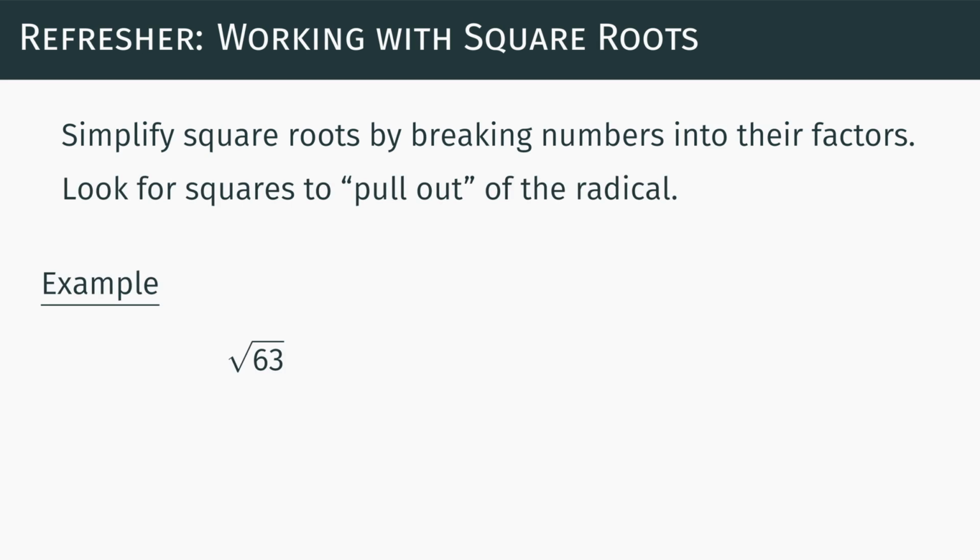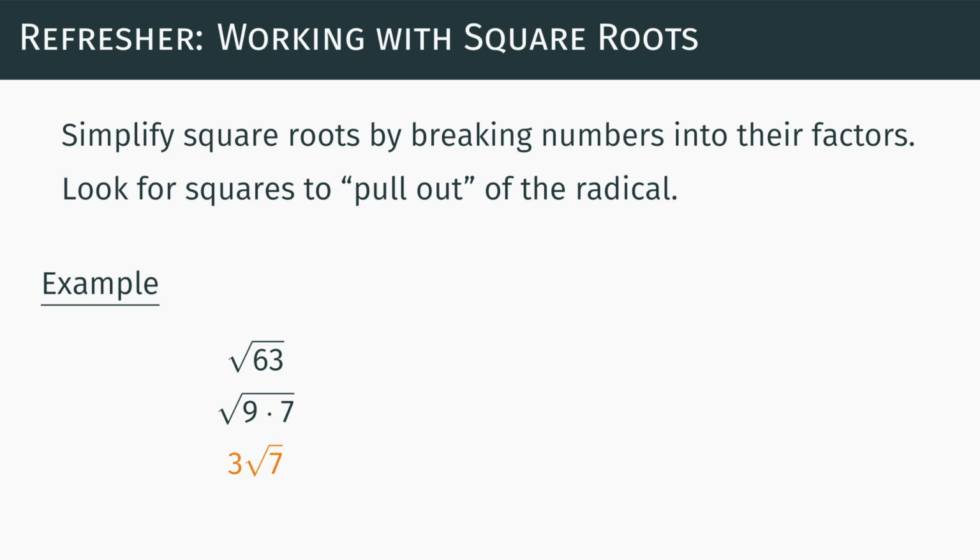Say we've got root 63. We're trying to find the square root of 63. Well, you can break 63 into 9 and 7, right? 9 times 7 makes 63. So now I've got the square root of 9 times 7. Well, hey, 9 is the same as 3 squared. So with 3 squared, we can pop the 3 out from the 9, have it come out of the radical. Now we've got 3 root 7.